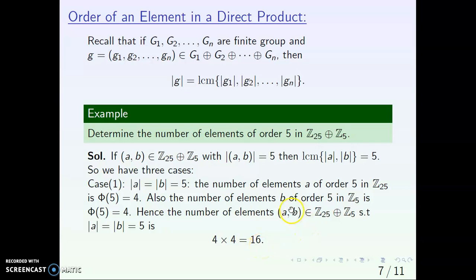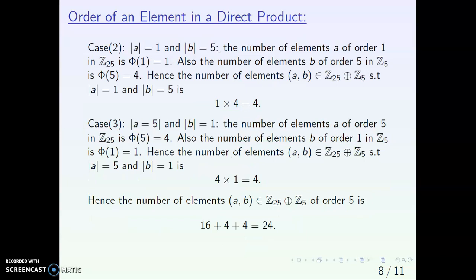Note that the number of elements A of order 5 here is 4, and here again 4. So the number of elements (A,B) will be 4 multiplied by 4, since the choice of this element is independent of the choice of this element, as in the multiplication rule in statistics or combinatorics.